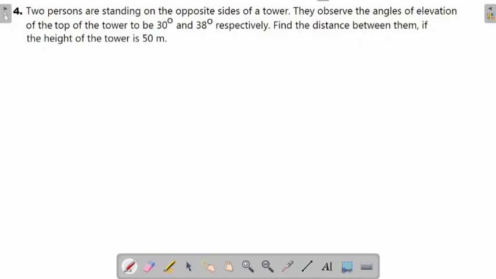So in the last class we covered till question number 3. So let's continue with question number 4 today. So let me read the question for you. Question says, two persons are standing on the opposite sides of a tower.